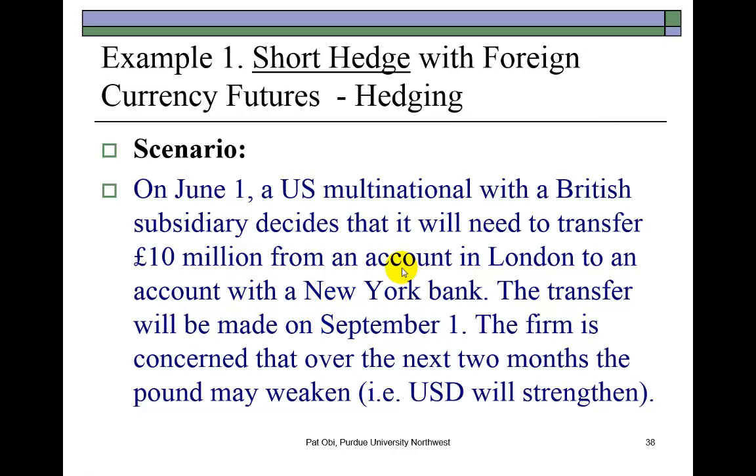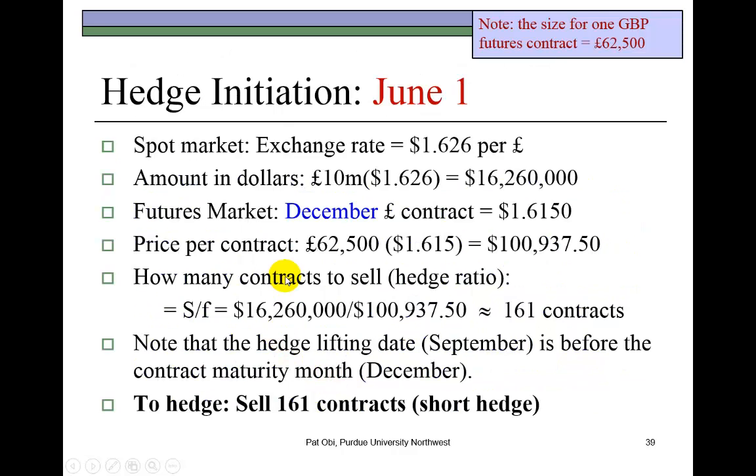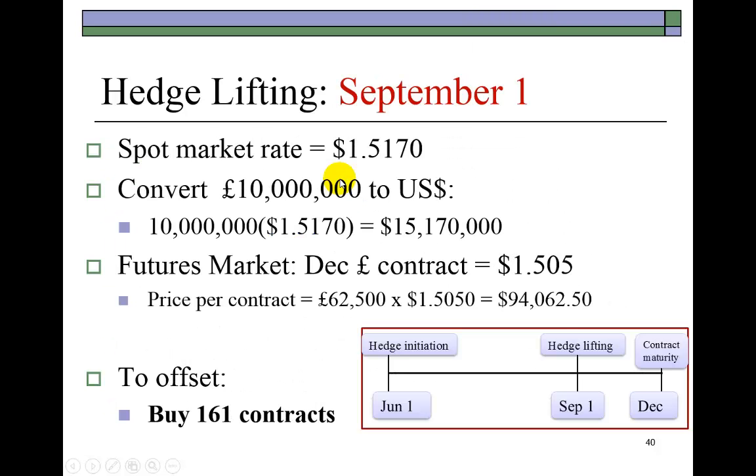So a quick example, you can pause this tape and read the story out here, but this is a case where, say, currently the spot exchange rate is 1.626 US dollars per pound, and you have 10 million pounds with a current value therefore of $16.26 million. So you have 10 million pounds in the UK and you're contemplating bringing this money back to the US sometime in the future. So this is the picture out here.